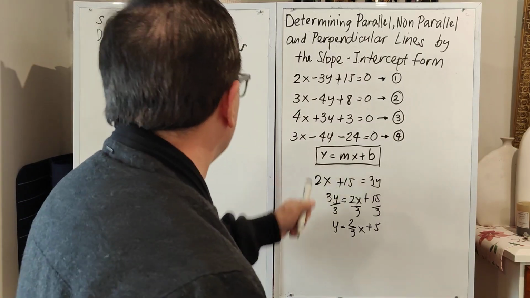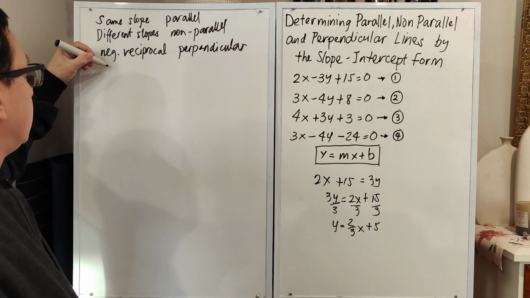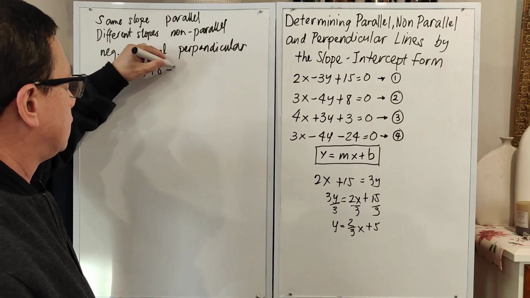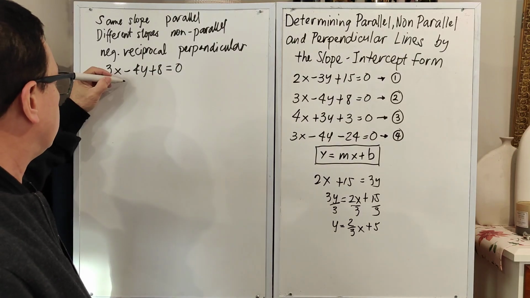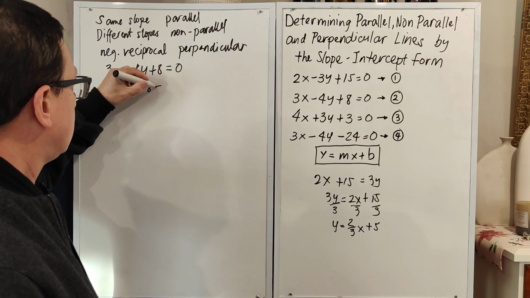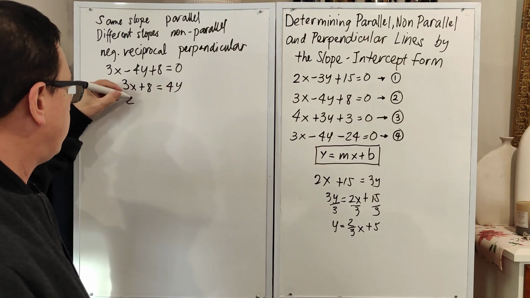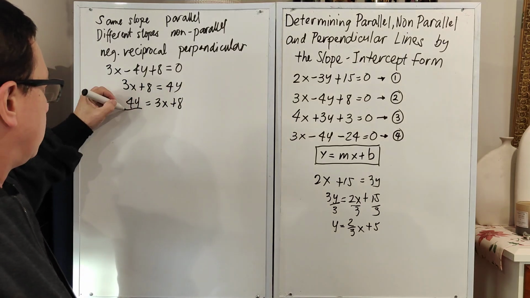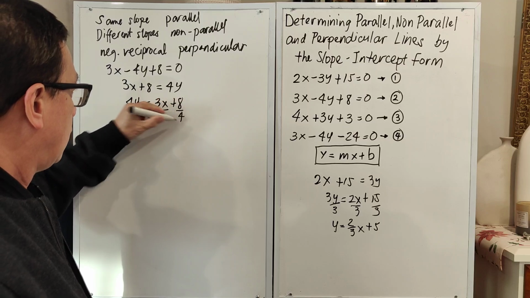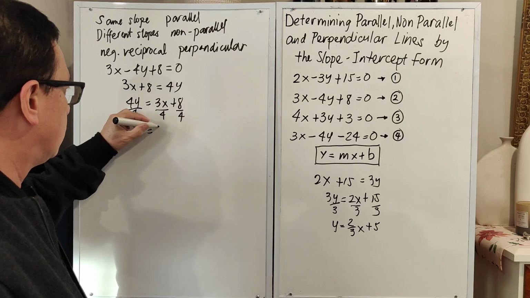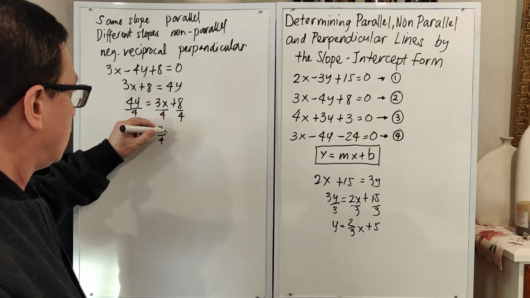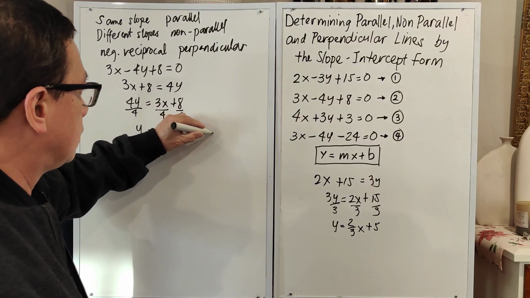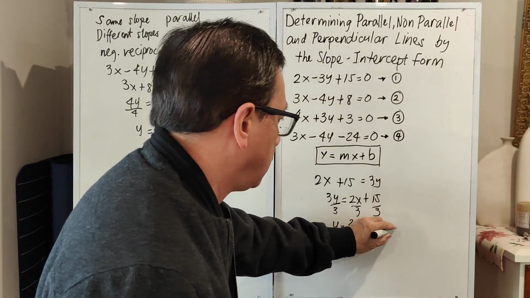For equation 2, 3x minus 4y plus 8 is equal to 0. Let's move 4y to the right. 3x plus 8 is equal to 4y. Then swap: 4y is equal to 3x plus 8. Divide everything by 4. So we have y is equal to 3/4 x plus 2. So this is equation 2, this is equation 1.